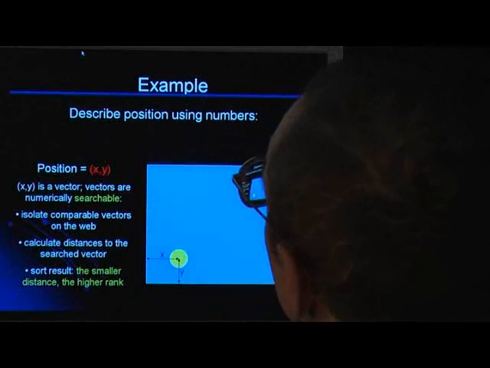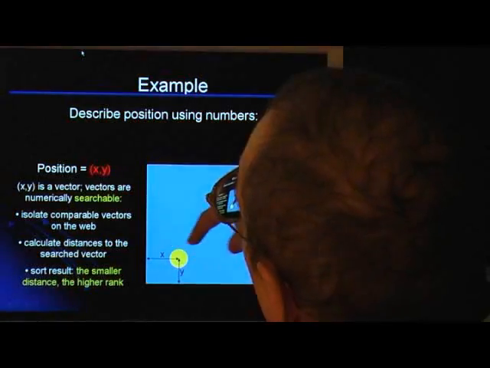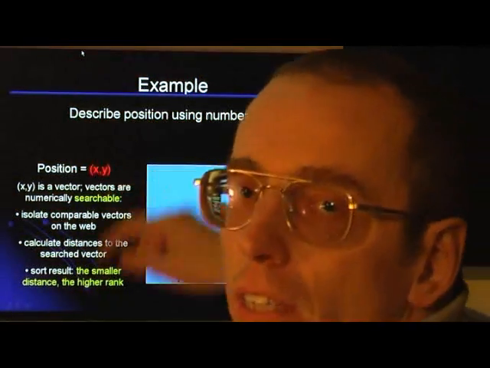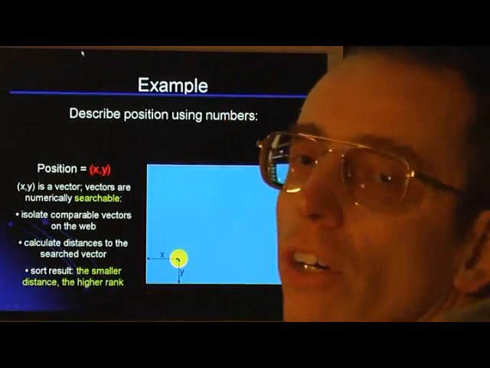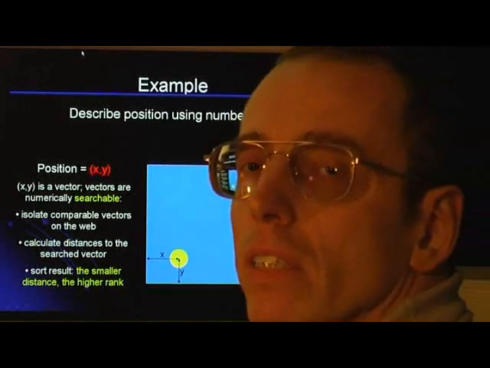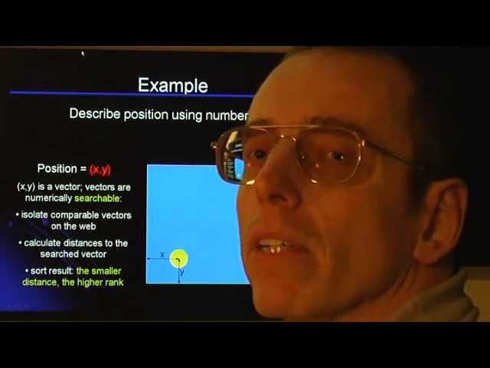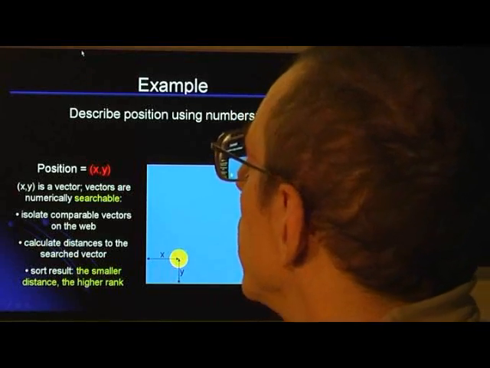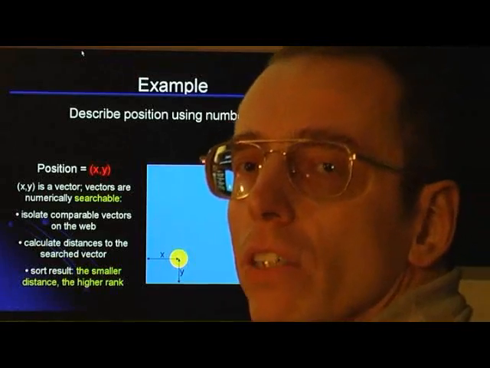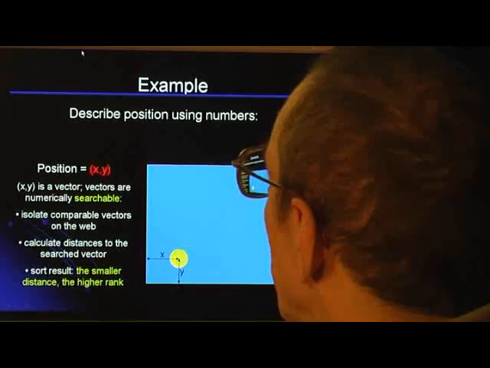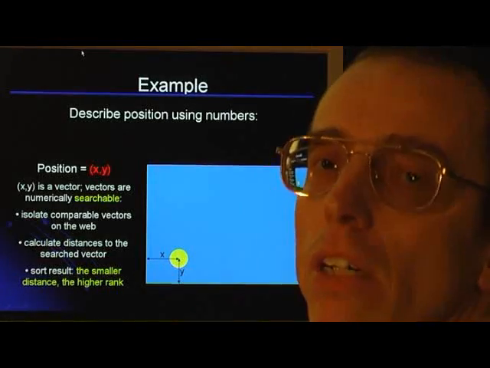You need to make a measurement, to measure the distance from the left margin and from the bottom, put the two resulting numbers into a vector structure, and search on the web for a similar vector, simply by calculating the distances to these comparable vectors on the web. And in the search result, those vectors with minimal distance would be listed first. This means that those objects with similar coordinates are listed first.